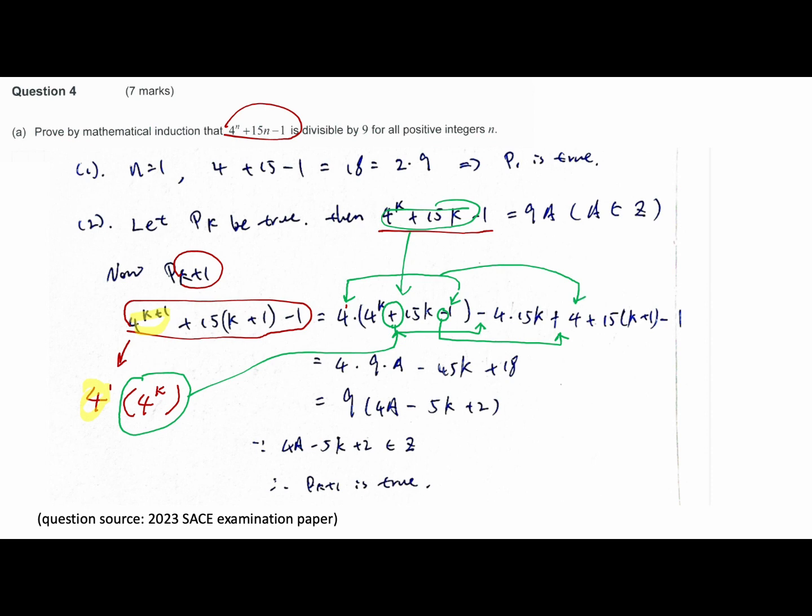And here, 4 plus 15k, which means you minus 4 times by 15k. And then you substitute, let me use the blue one.